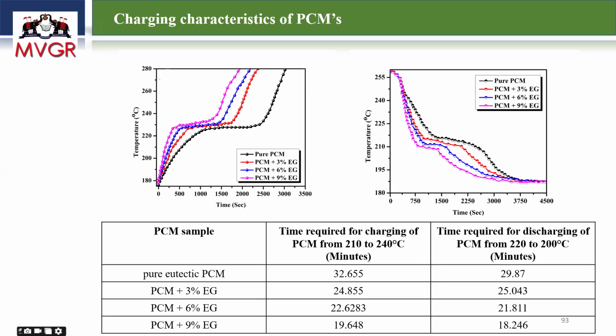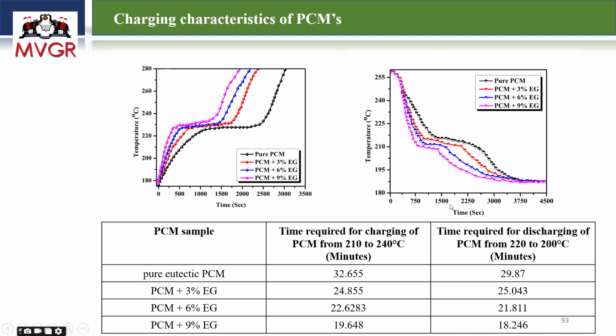So this is the charging and discharging curves. This is the pure PCM curve, and if you take 9% expanded graphite, my charging time was significantly reduced. If you want to reach 220 degrees temperature, how much time will it take? Around 250 seconds only, but for the same 220 degrees centigrade, pure PCM will take around 1000 seconds. So a drastic reduction was observed in the charging and during discharging also. So that is the advantage.